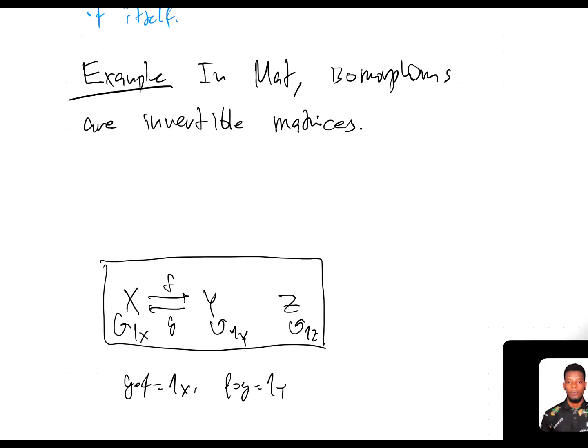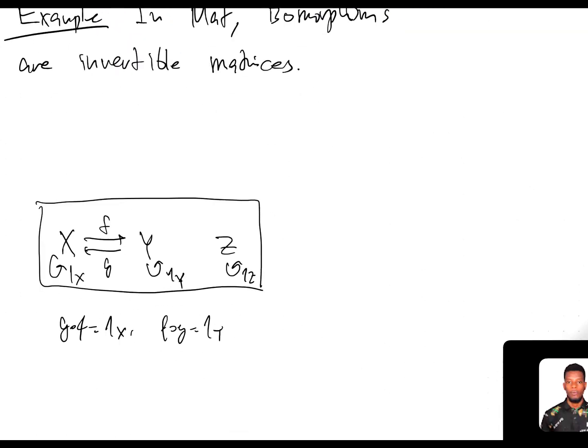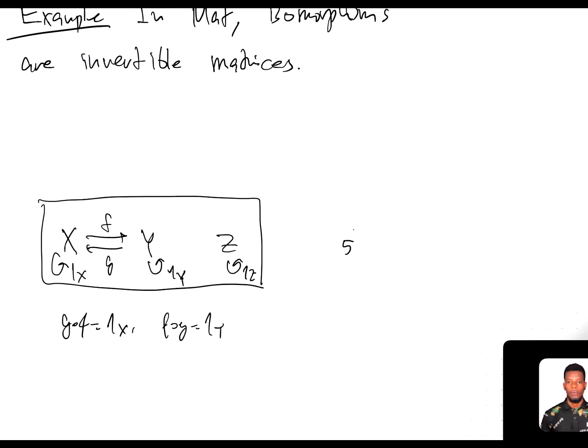So, in fact, in this category, all isomorphisms are loops. They go from an object to itself, and you can have many of them. So if I take, let's say, the number 5, I can have a 5 by 5 invertible matrix. That would be an isomorphism. And I can have many invertible matrices of dimensions 5 by 5.